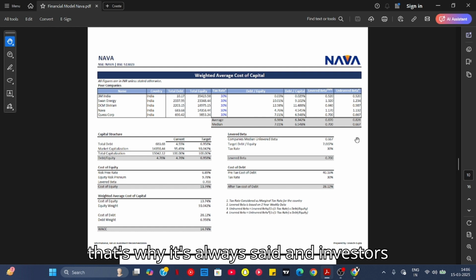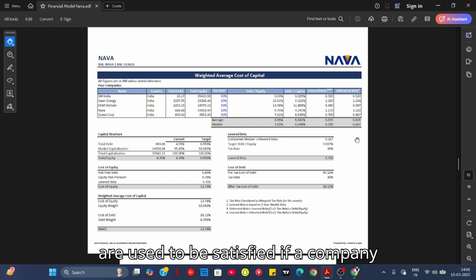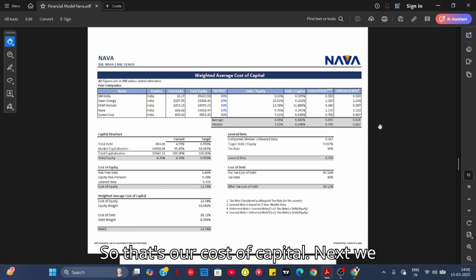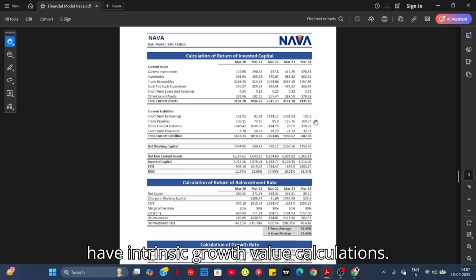So that's why it's always said, and investors are usually satisfied if a company has a lower cost of capital and a higher rate of returns. So that's our cost of capital. Next, we have intrinsic growth value calculations.